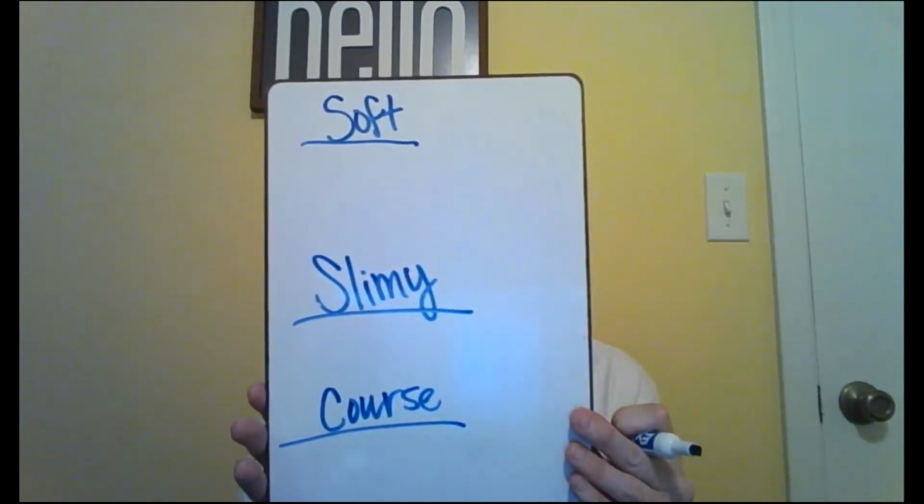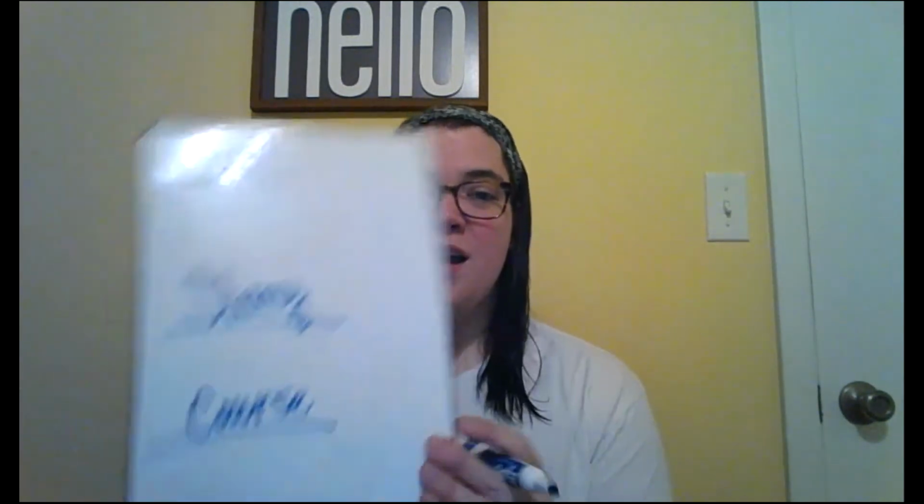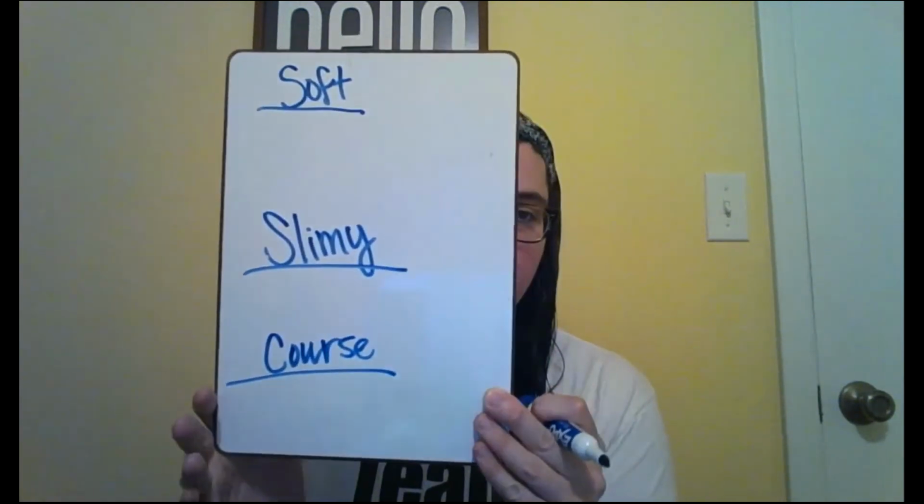Maybe you have a soft pillow, a slimy slime. You could write slime on there. Under coarse, maybe you find a rock or something like that. A soft blanket.